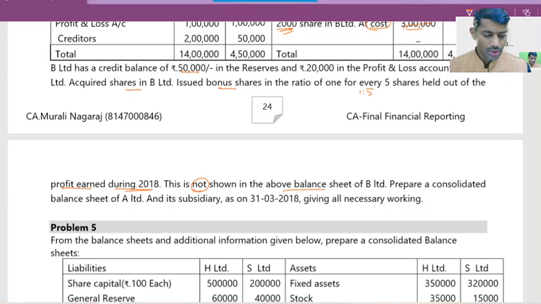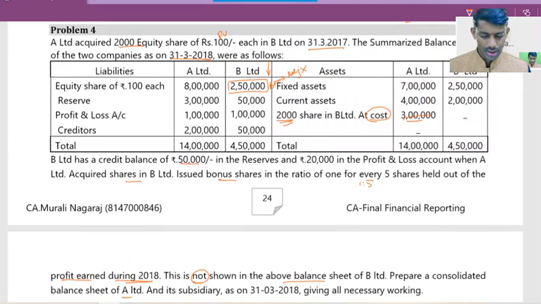Only the bonus issue. Prepare the consolidated balance sheet of A Limited and its subsidiary as at 31st March 2018. Give all necessary workings. So here the only adjustment was the bonus issue. Step number 3 and appropriation, step number 5 minority interest, step number 6 cost of control will come, and step number 7 intercompany workings is nil. So it is a very simple problem. Let's go.